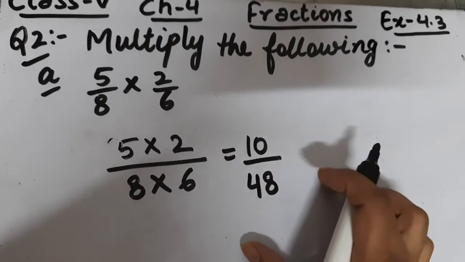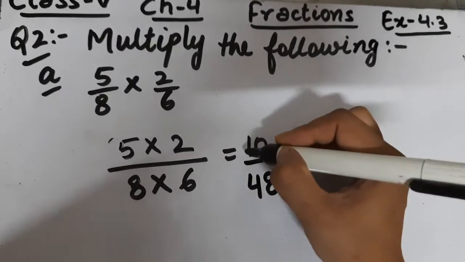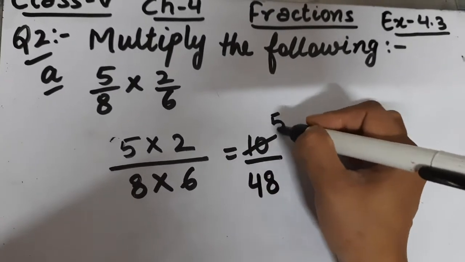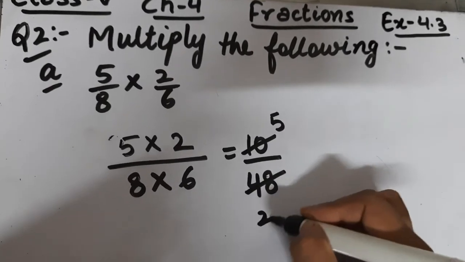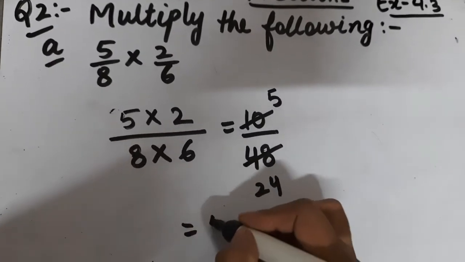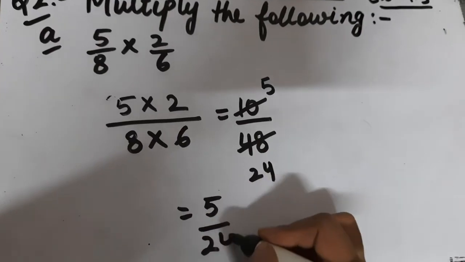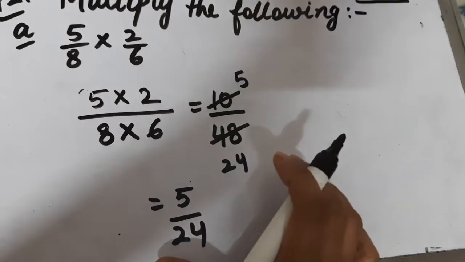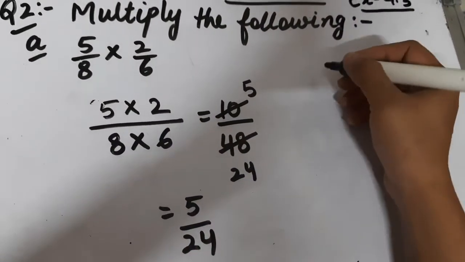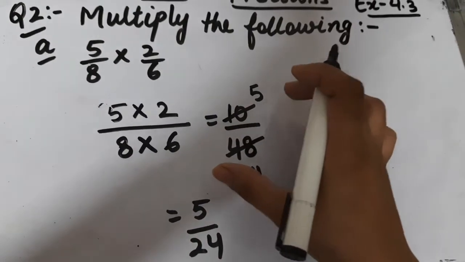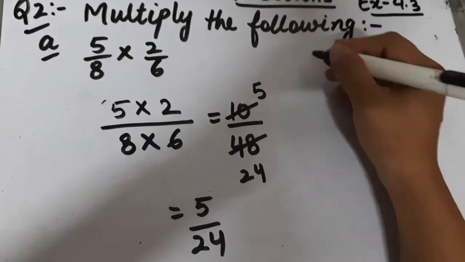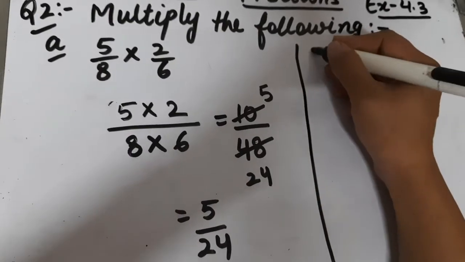Now we reduce the fraction. See, 2 5s are 10, 2 2s are 4, 2 4s are 8. So this will be 5 upon 24. And there is one more method to reduce the fraction. I have explained you earlier also. What we do, we find the HCF of numerator and denominator. I am explaining you again.